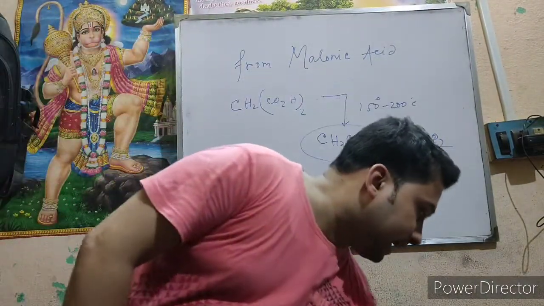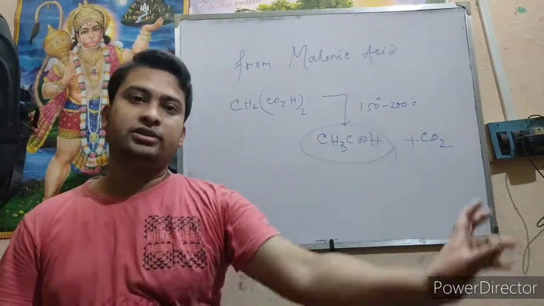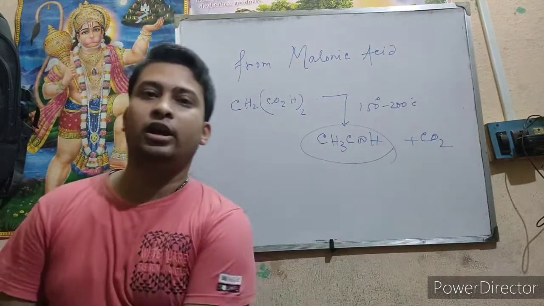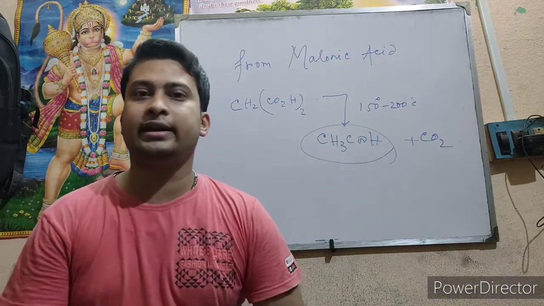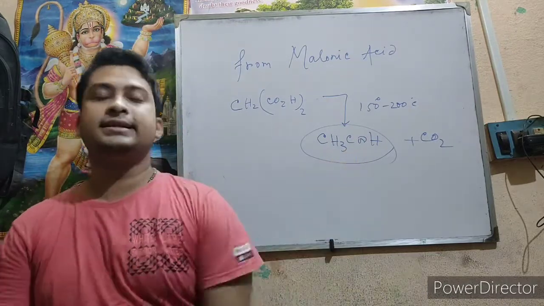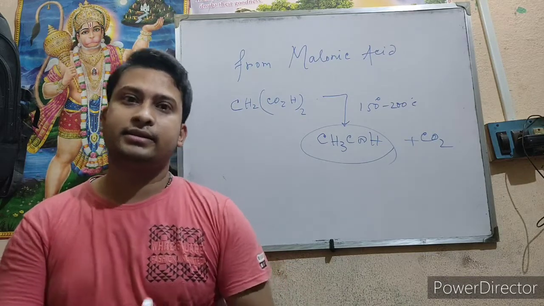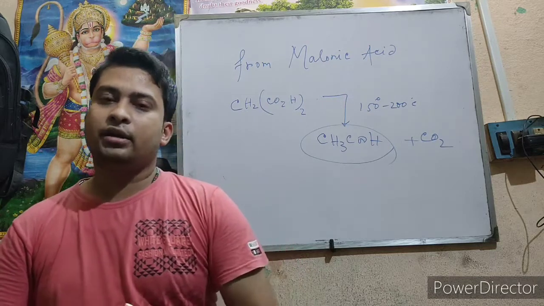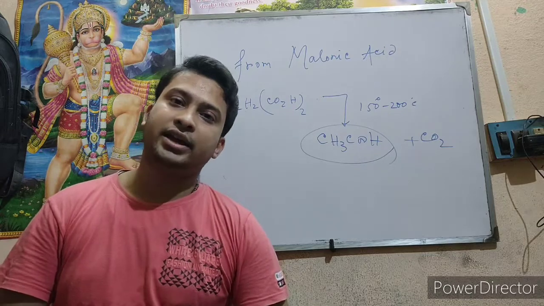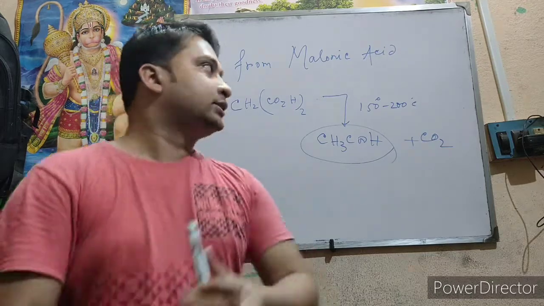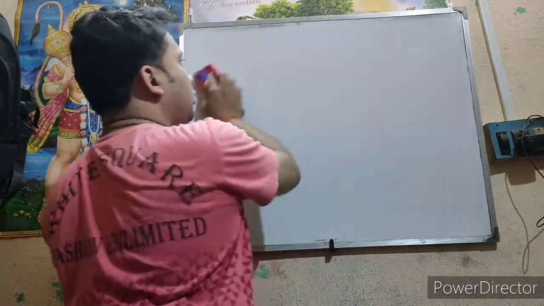If you have malonic acid and you heat it, the product will be acetic acid. So malonic acid after heating gives you acetic acid as well as carbon dioxide, because it is a natural phenomenon. Entropy helps carbon dioxide to be removed from this reaction by using heat.